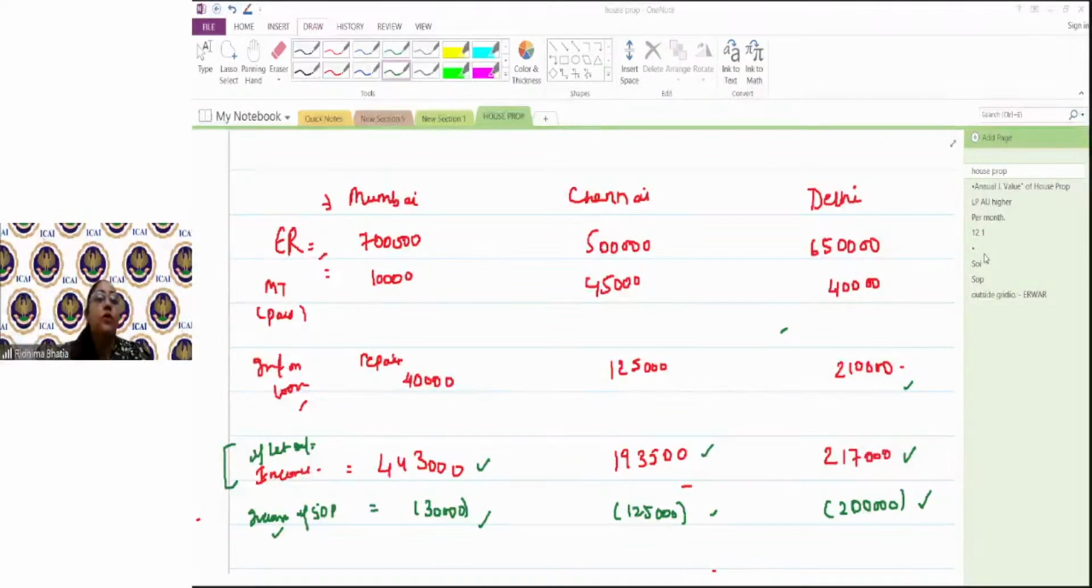अभी तक I have not said which one is DLOP, which one is SOP. I have just said that assume what would have been the income if they are let out, and in case we take them as self-occupied property, what would be the income from house property. अभी तक we have just kept the figures ready. Now we have to make permutation and combination. Chale?